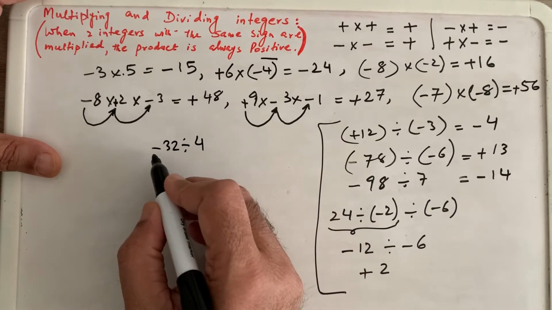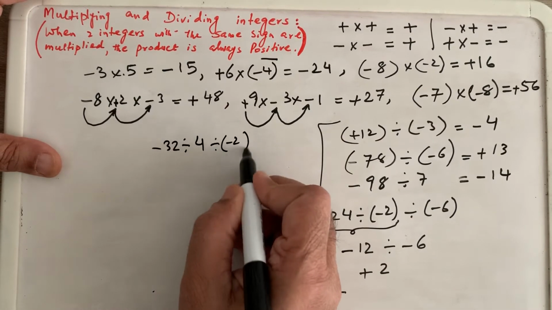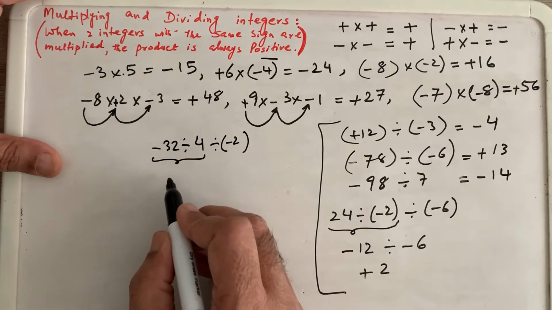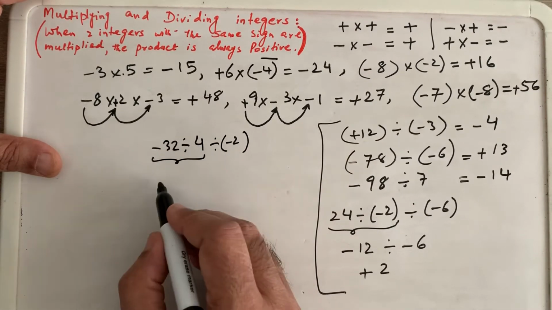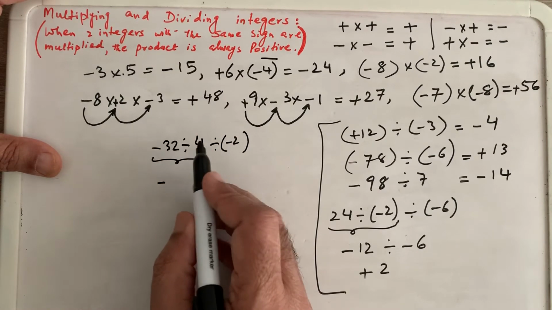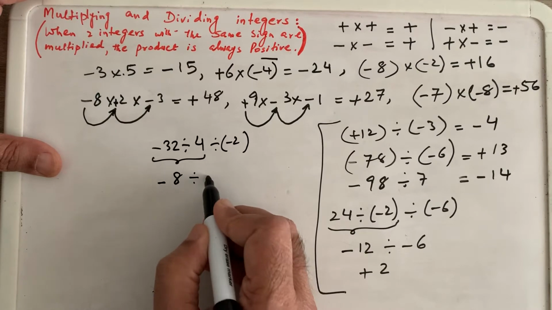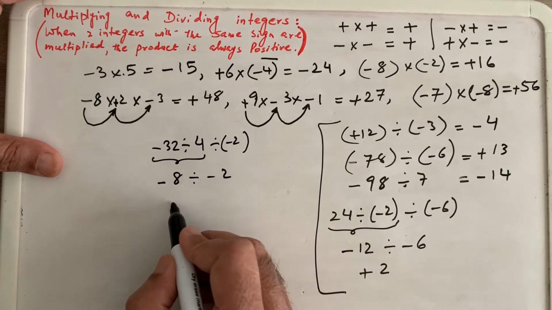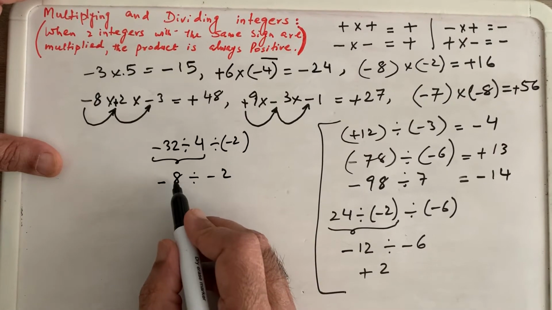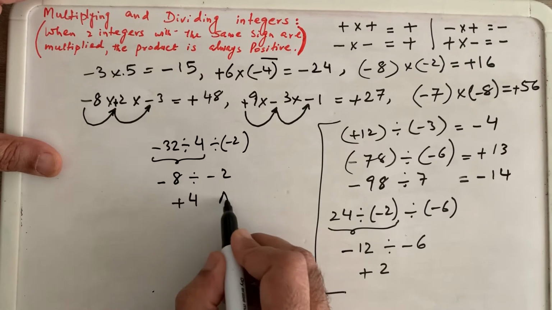32 divided by minus 4 divided by further minus 2. So this part you do first, negative and a positive, so the answer will be negative. 32 divided by 4 is 8, you recall the table, 4 times 8 is 32. Then divided by negative 2, negative negative is positive, and then you divide the integers. 8 divided by 2 is 4. So you have your answer as 4.